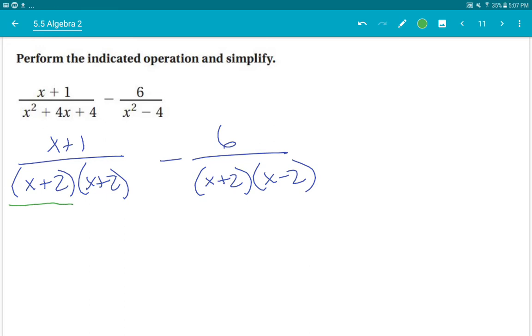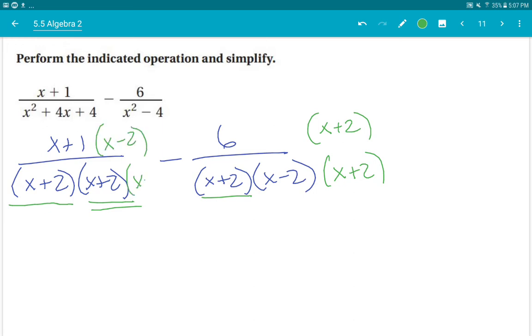Look here, x plus 2, there's an x plus 2. You have a second x plus 2, so we actually have to multiply this side by x plus 2 because this side does not have two x plus 2s. And we're going to have to multiply the left-hand side by x minus 2 because there's an x minus 2 here and there wasn't one on the left-hand side.